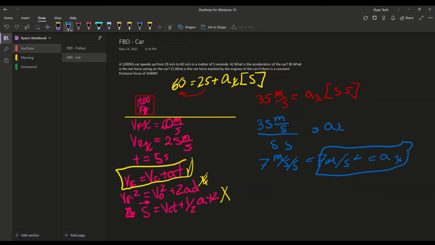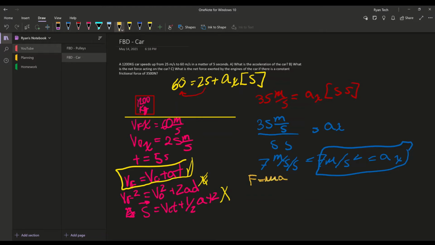Now, what does part B want? Part B wants the net force acting on the car. I encourage you to pause this video and see if you can figure out the net force acting on the car. Now, for this question, the way we're going to approach it is by using Newton's second law of motion, which is F is equal to ma.